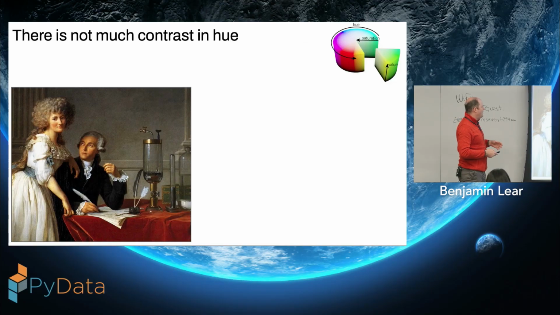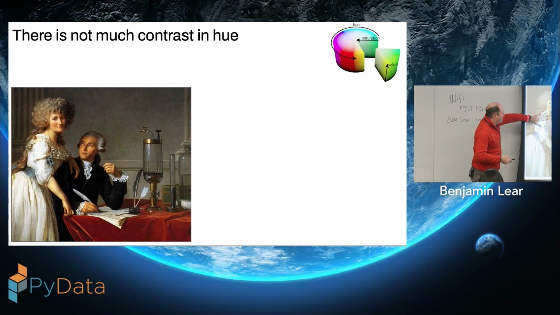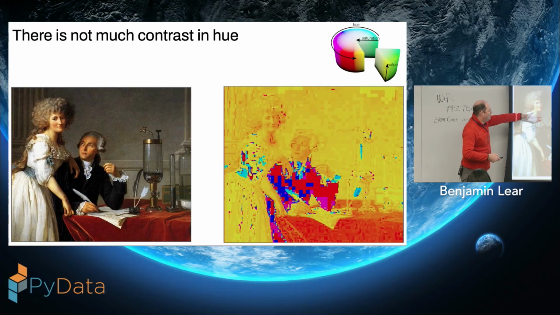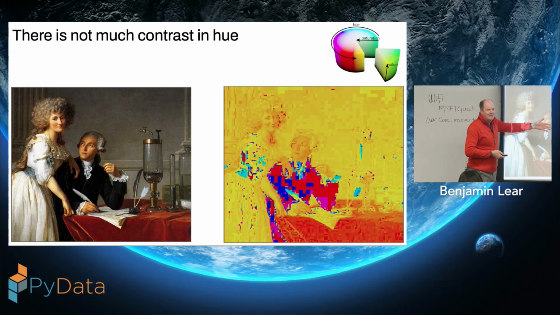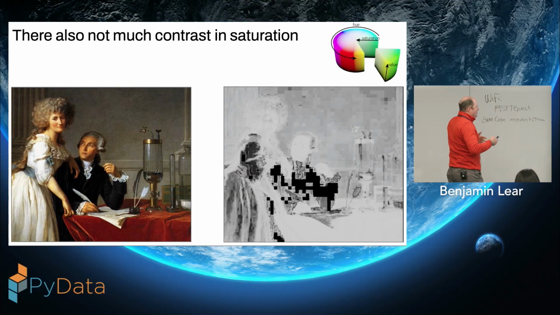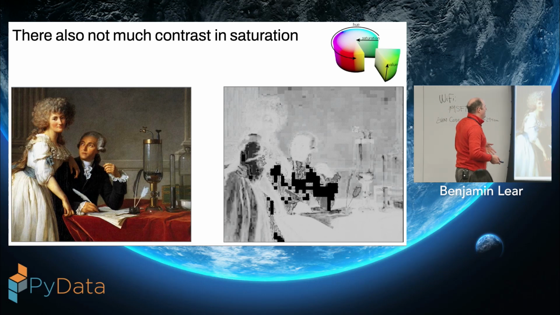And so you can see that if I take this image and I just isolate the hue channel, this is what I get out of it, okay? It's sort of like, yeah, I guess if you know where it came from, you kind of know what you're looking at. But in the absence of that, it's not so great. I can do the same thing with saturation, and it's not so great either.